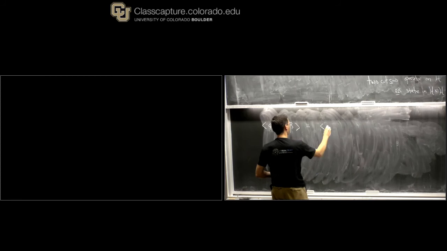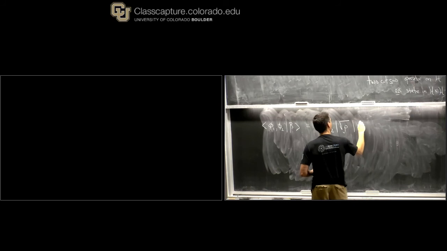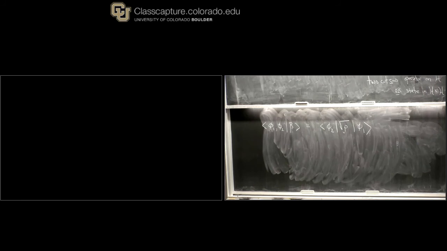equate these to that path integral there with field data phi 1 in one cut and phi 2 in the other, which is the same as calculating it with the square root of the density matrix, because that's a strip that's half the size. Right? The density matrix was a strip of size beta. This is a strip of size beta over 2.